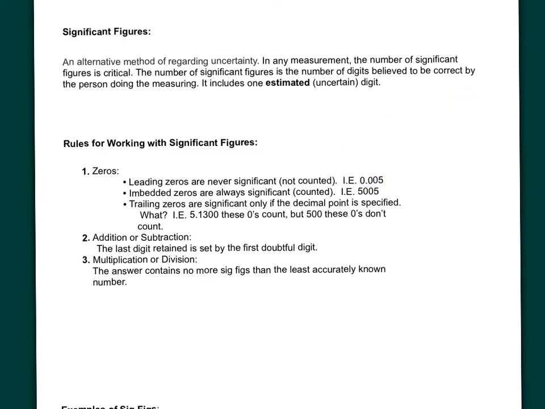Now we move to embedded zeros. Embedded zeros mean zeros that are held captive or in the middle. They count all the time. So in this number, you'd say there's 1, 2, 3, 4 digits. The 2 5s count and the 2 zeros count because they're embedded.